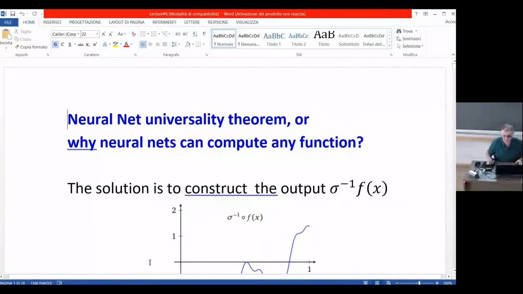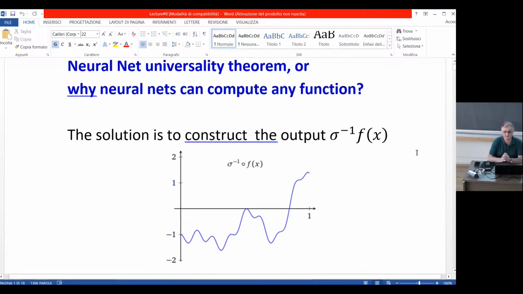Let us continue our statement. So, neural net universality theorem, or why neural nets can compute any function. Considering a function which depends on one variable x, we can construct a neural net which can perfectly calculate the value of the function f of x for any range of x.